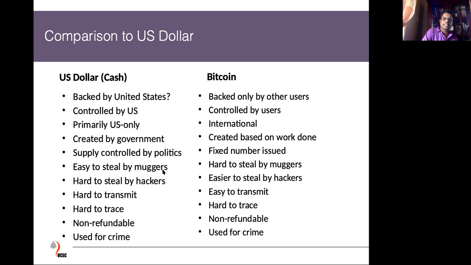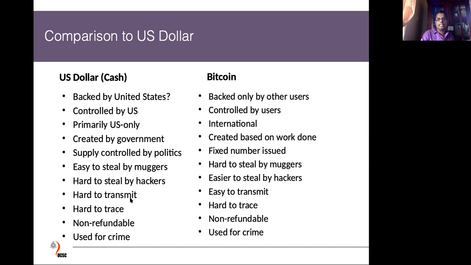When you take regular currencies, they are easy to steal by muggers and hard to steal by hackers because it's a physically present currency. But with Bitcoin, it's hard to steal by muggers because muggers may not see it, but easy to steal by hackers. Actually, the blockchain network itself cannot be hacked, but hackers can hack your wallet. The weakest point is your wallet. If someone hacks your wallet and takes out your private key, he has taken your Bitcoins associated with that private key. That's why people maintain different wallets and different pairs of private and public keys with different Bitcoins.